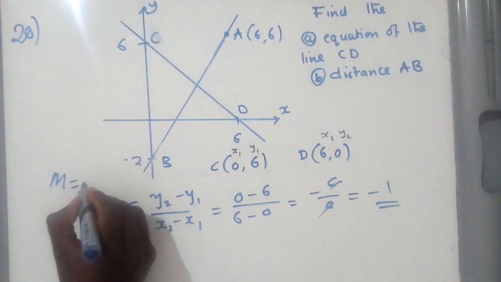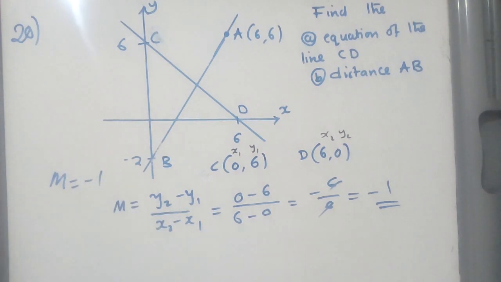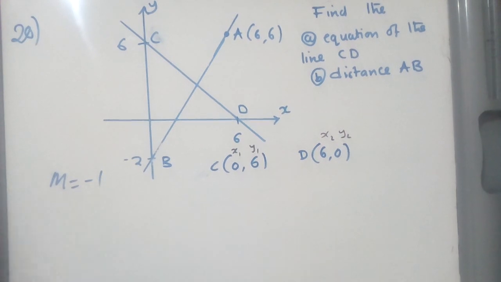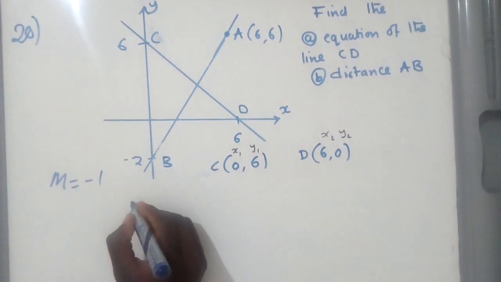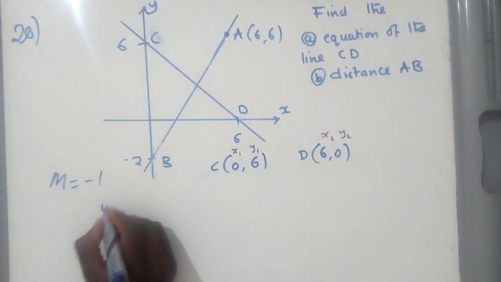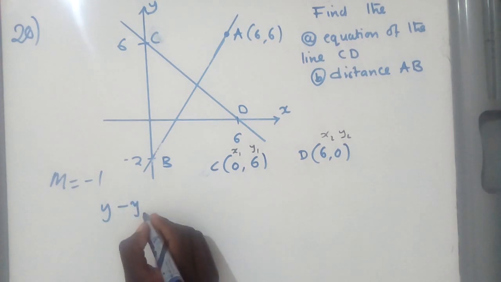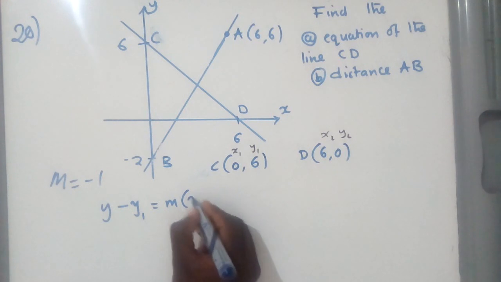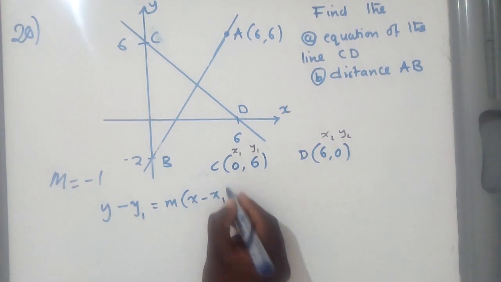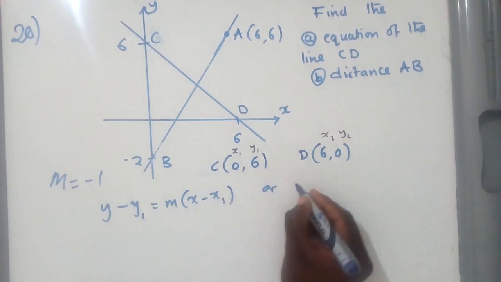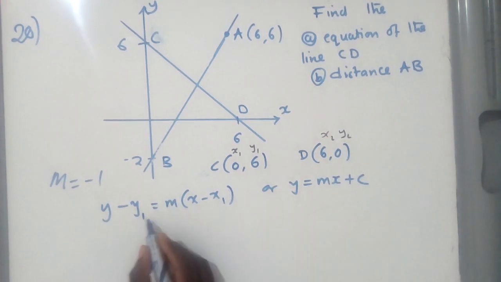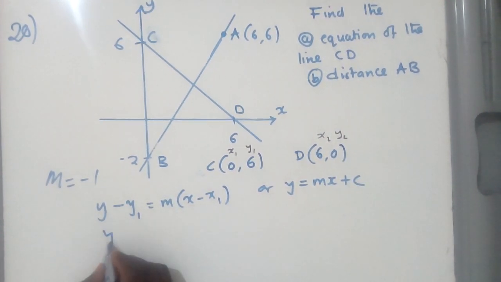Let's put it here. M is -1. So you can now find the equation of the line. There are actually two formulas, so you pick the one you feel comfortable working with. I pick this one. I find this to be very fast.